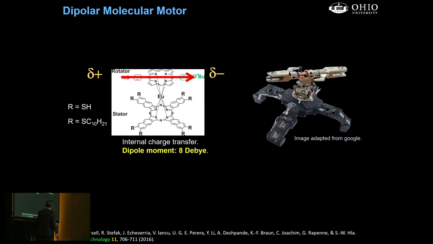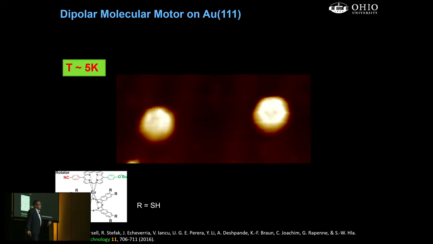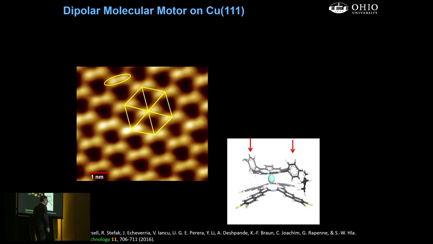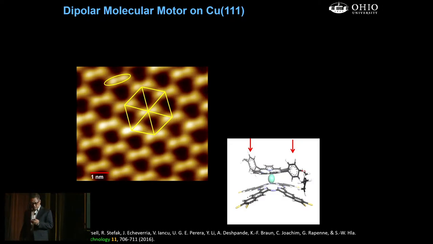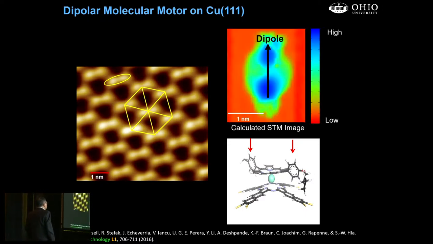Okay, and then we deposited these motors on the substrate, again like before, and we took the images. Even at 5 Kelvin, now they are rotating. We cannot freeze them anymore. So we changed the substrate to copper 111. In this case, the molecules assemble, so now we see beautiful structures with a hexagonal arrangement. We know that these are the molecular motors, but how do we understand the structures we are seeing? So we calculated the STM images. This is the theoretical simulation of how it should appear.